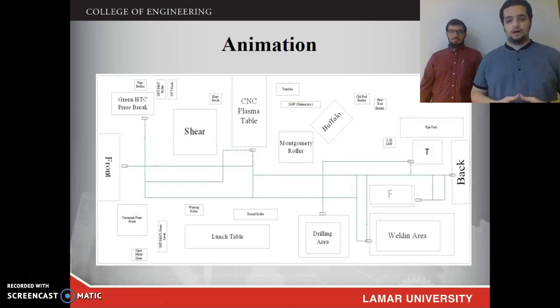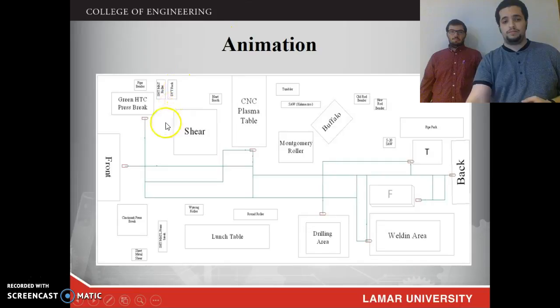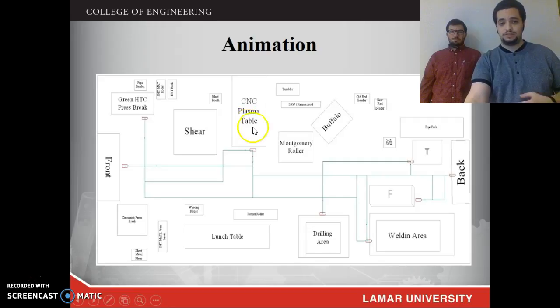Here we have our animation. Actually, we drew the facility layout in Visio, and we imported it into the simulation. We can see that here we have the bending station, which is a press brake machine, CNC plasma table with a cutting station, welding station, drilling station, and also here we have the rolling station. And the lines represent the distance and the way for the forklift inside the plant.